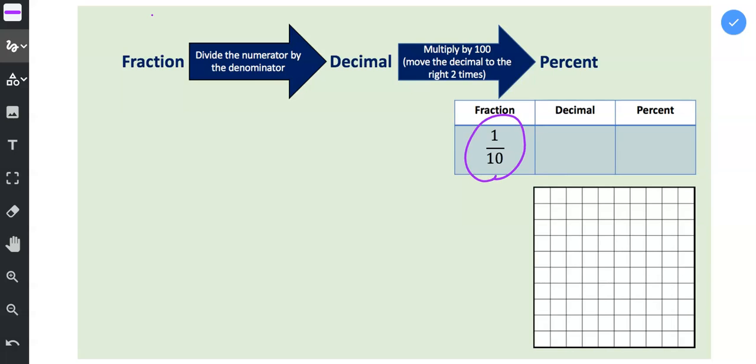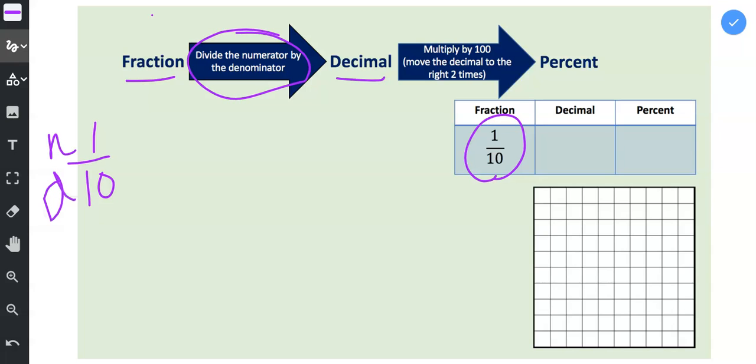Let's change 1/10 to a decimal. To change a fraction to a decimal, you divide. You take the numerator and divide it by the denominator. The denominator goes on the outside. The numerator goes on the inside.